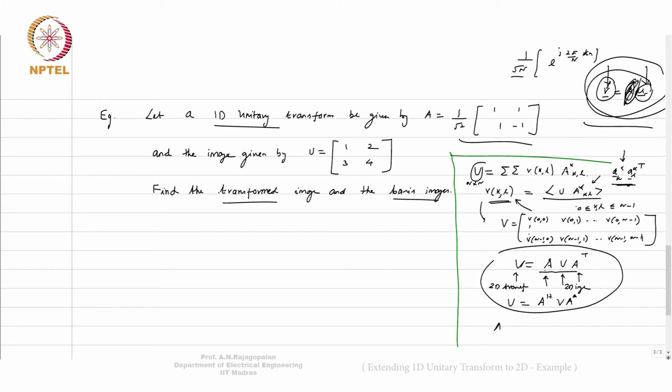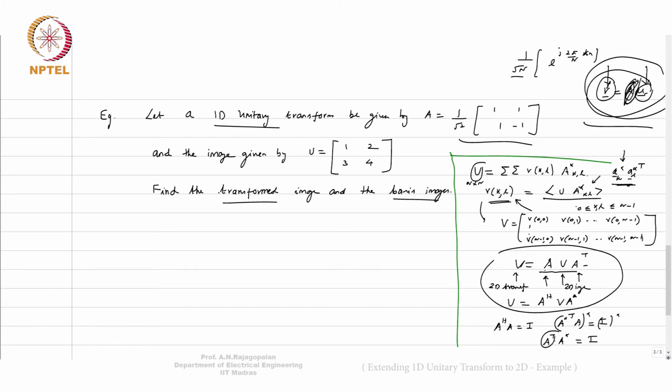Is it not? A Hermitian A is identity, no? So A star transpose A is I. You take star, take star. So what do you get? A transpose A star is I star is I. So A transpose inverse is, what do you need? You needed A transpose inverse, no? Is A star.